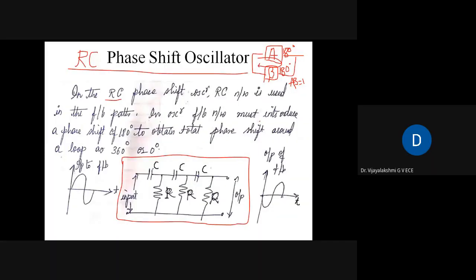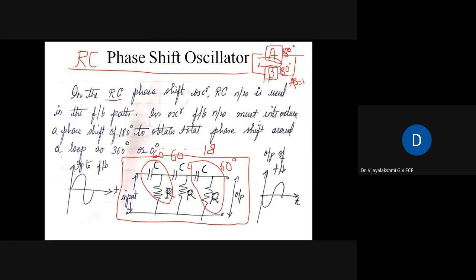Now here we have three stages of RC network. This is the complete feedback network in which we have three stages of RC combination. Why are we going for these three stages of RC combination? Because every RC combination will introduce a phase shift of 60 degrees. So this is going to introduce 60 degrees, this RC combination is going to introduce 60 degrees, and this RC is going to introduce a 60-degree phase shift. So the net phase shift introduced by this complete feedback network is 180 degrees.